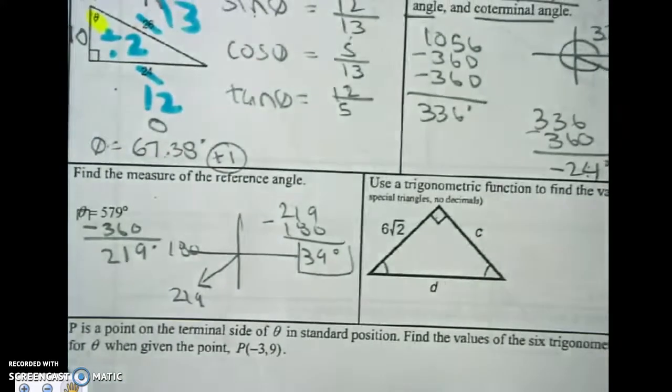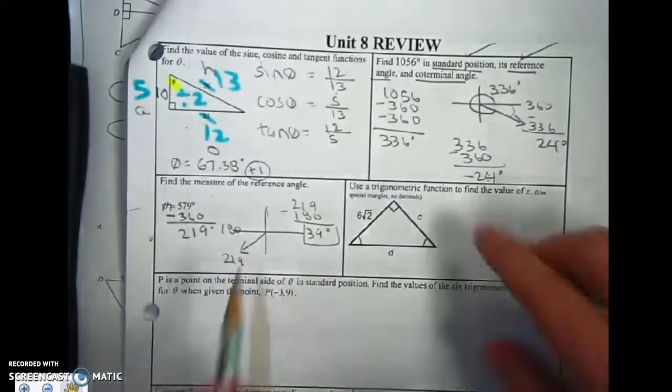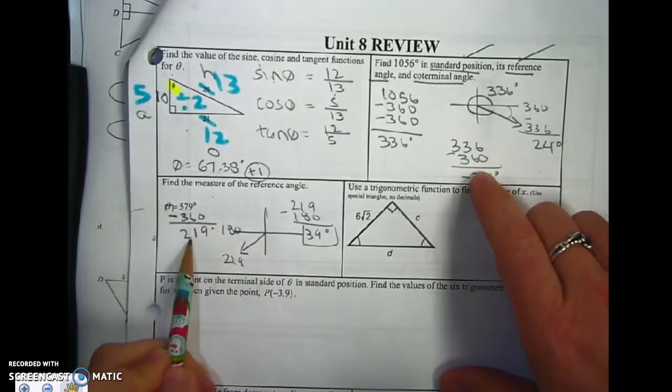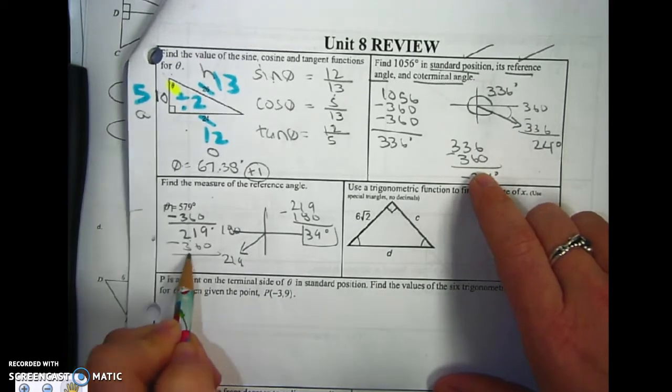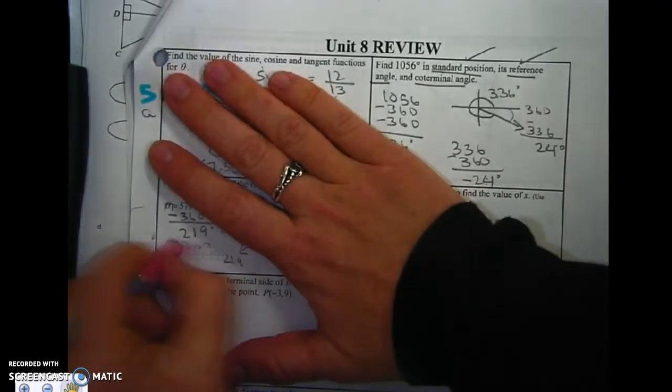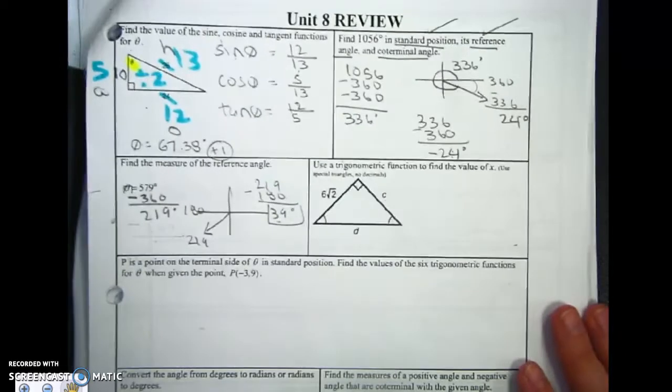Now, just to reiterate how the reference angle and the coterminal are not the same, if I asked for the coterminal of this, you would go 219 minus 360. And when you do that, you know that this is not the same as that. Okay. All right.